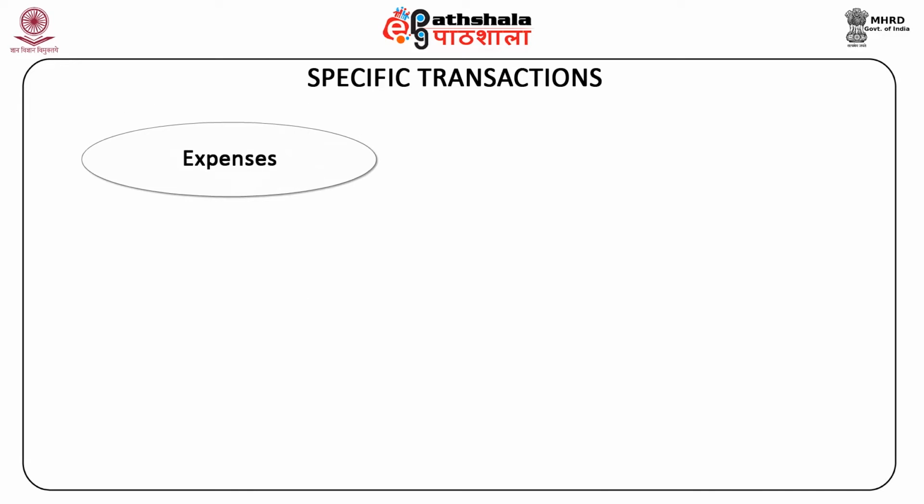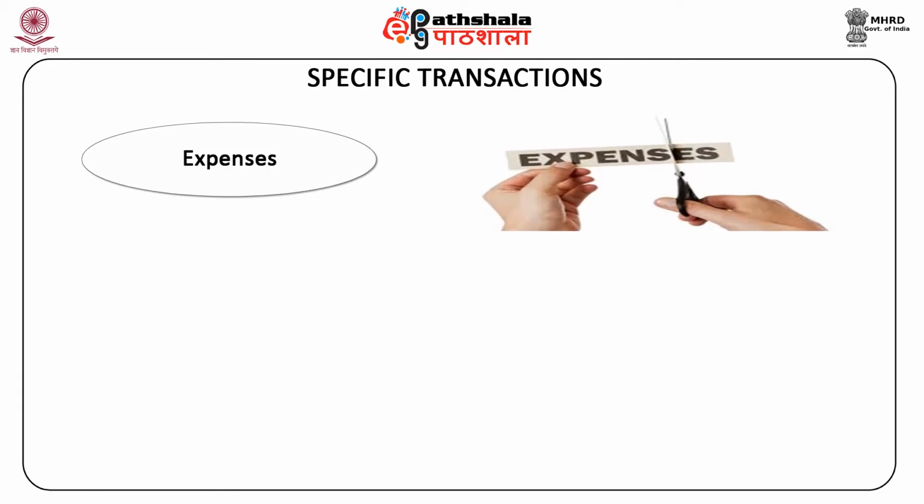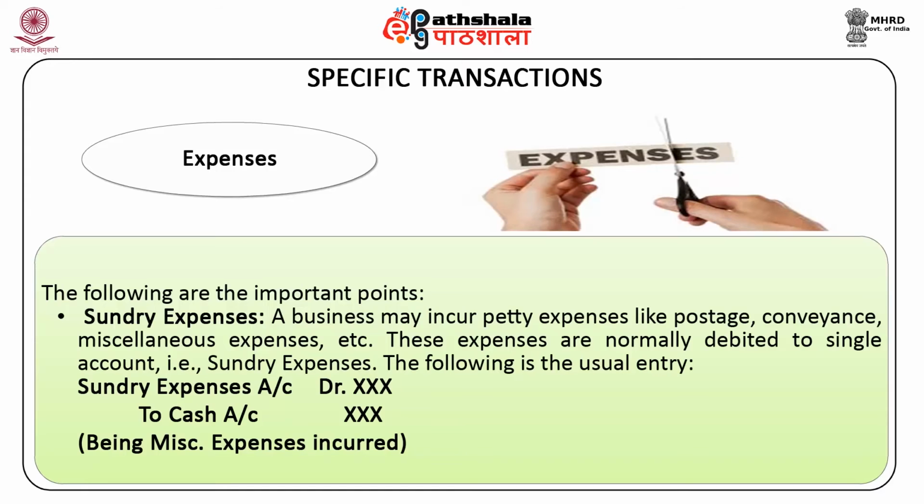The last kind of special transaction is expenses. The following are the important points. Sundry expenses. A business may incur petty expenses like postage, conveyance, miscellaneous expenses, etc. These expenses are normally debited to single account, that is, sundry expenses. The following is the usual entry. Sundry expenses account debited to the credit of cash account, being miscellaneous expenses incurred.